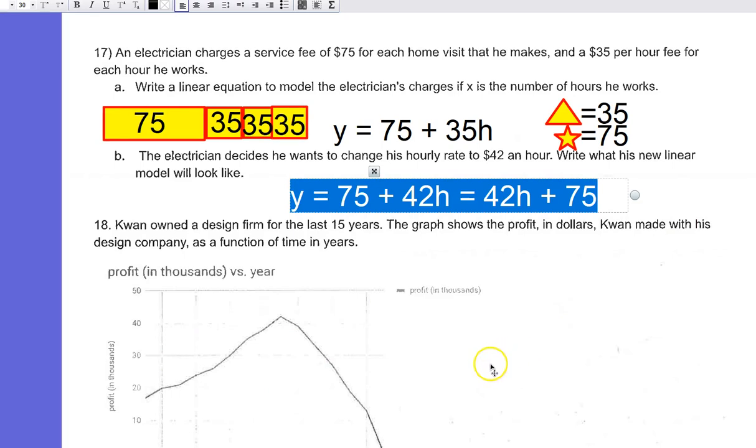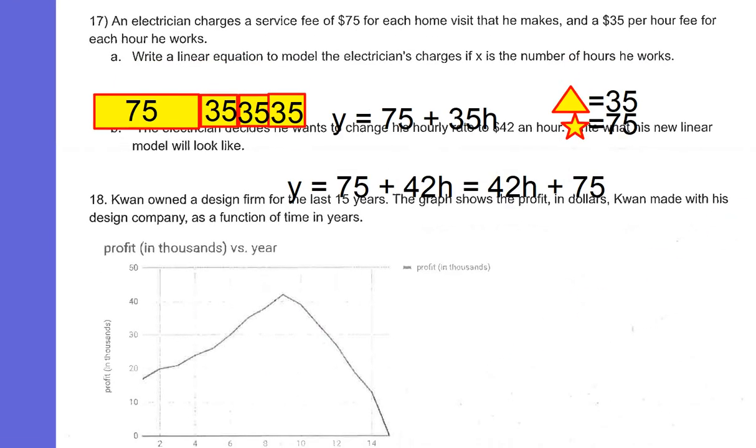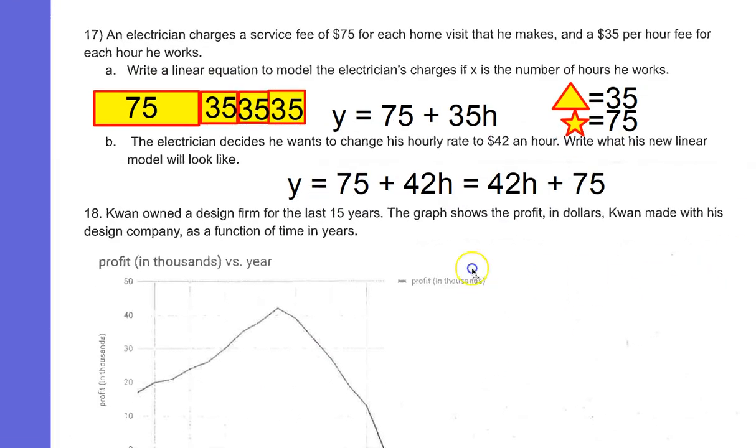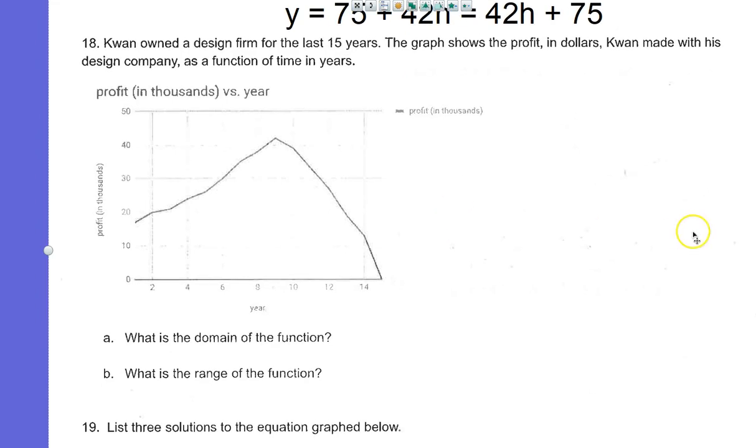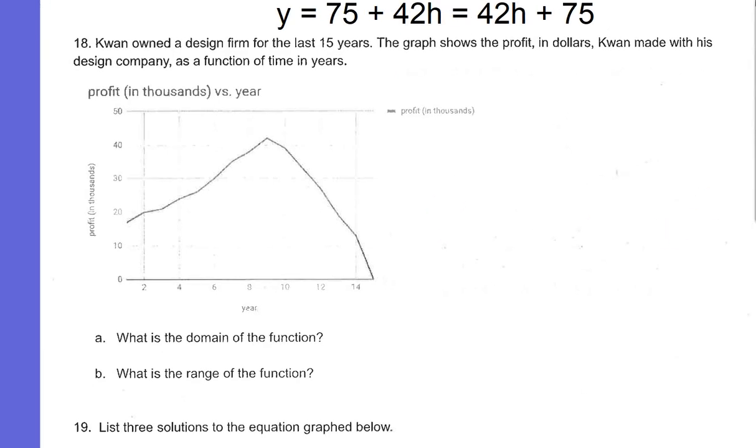All right, so Kwan is doing something with this graph. Whoops, I moved everything. So what is the domain and the range of this function? I'd like to remind you that the domain goes, I can't remember where the domain goes, if it goes left and right or if it goes up and down. The domain, I think, is the lefty-righty numbers, and the range are the uppy-downy numbers.